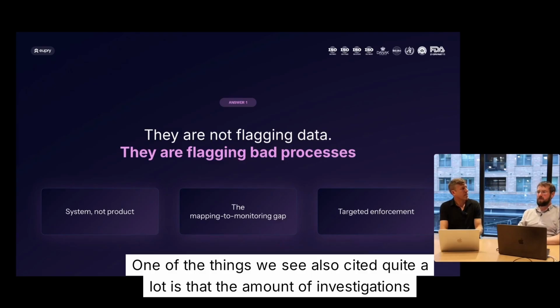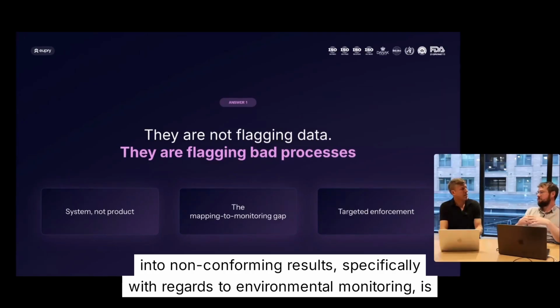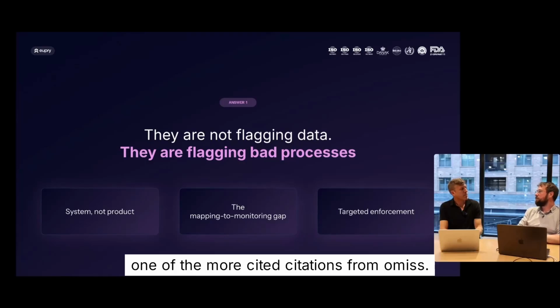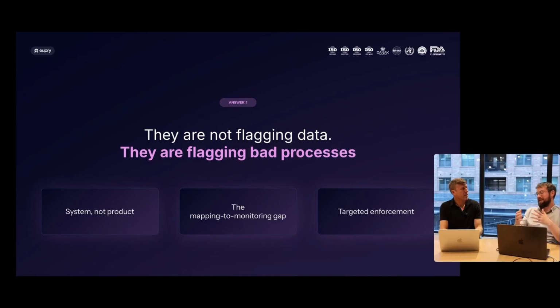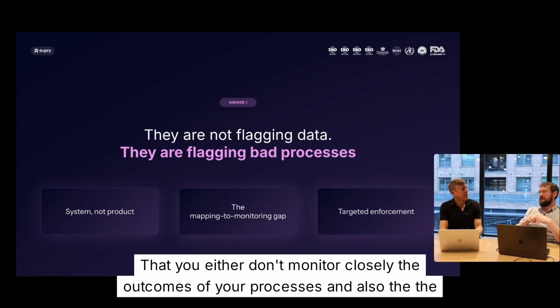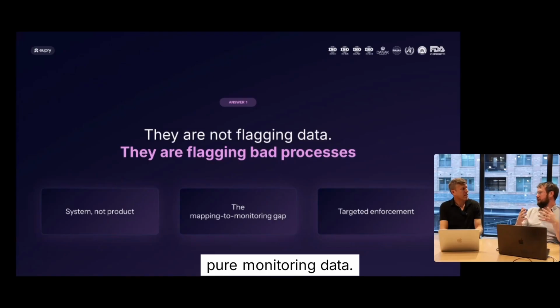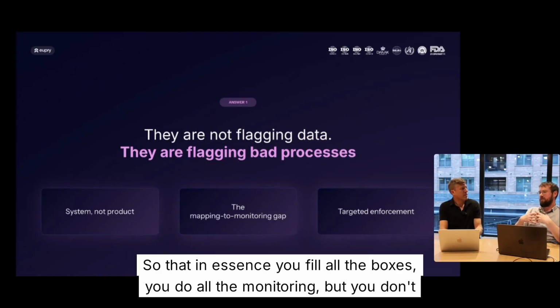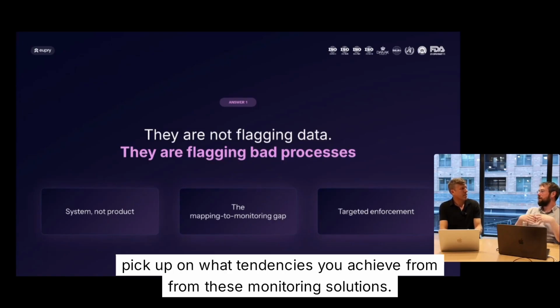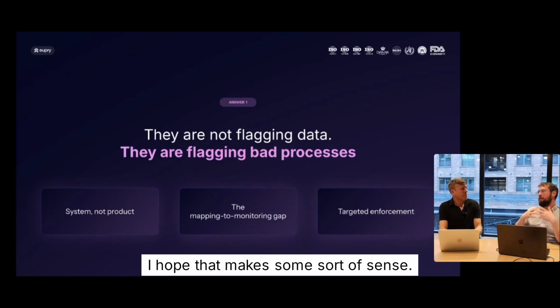One of the things we also see cited quite a lot is the amount of investigations into non-conforming results, specifically with regards to environmental monitoring. It's one of the more cited processes from the FDA in the warning letters, that you either don't monitor closely the outcomes of your processes and the pure monitoring data. So in essence, you fill all the boxes, you do all the monitoring, but you don't pick up on what tendencies you achieve from these monitoring solutions. I hope that makes some sort of sense.